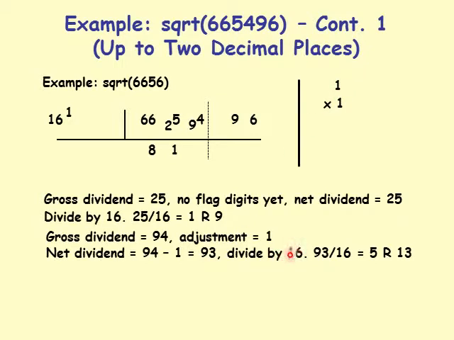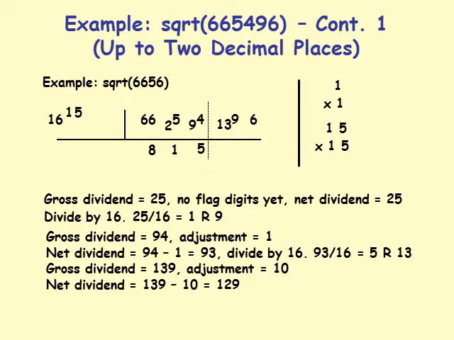94 minus 1 times 1 is 93. We divide 93 by 16, which is 5, remainder 13. So 5 is the quotient digit and 13 is the remainder. The 5 quotient digit goes here, 5 goes in the flag and 13 comes in here. Let's continue here. Gross dividend is 139, right here. Adjustment is 10. Let's see where 10 comes from. It's the duplex of 15. The duplex of 15 is 1 times 5 plus 5 times 1, which is 5 plus 5, which is 10. Adjustment is 10. Net dividend is 139 minus 10, which is equal to 129.